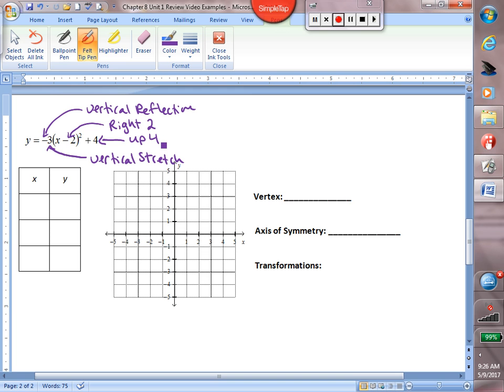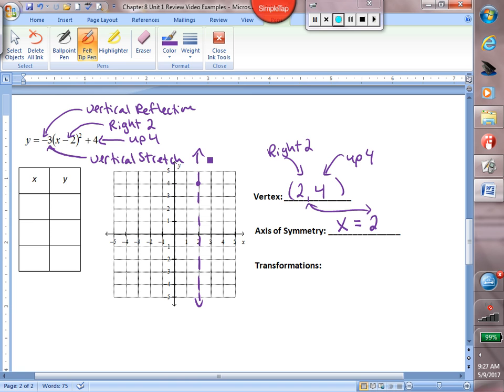From these transformations, we can find our vertex. We move right 2. So if I move right 2 on the x-axis, that's a +2. And if I go up 4, that's a +4 on the y-axis. Right 2, up 4. The axis of symmetry, again, is that vertical line. We need the x equals, and it will equal the same value that x does at the vertex. Axis of symmetry goes right through the middle of our graph.